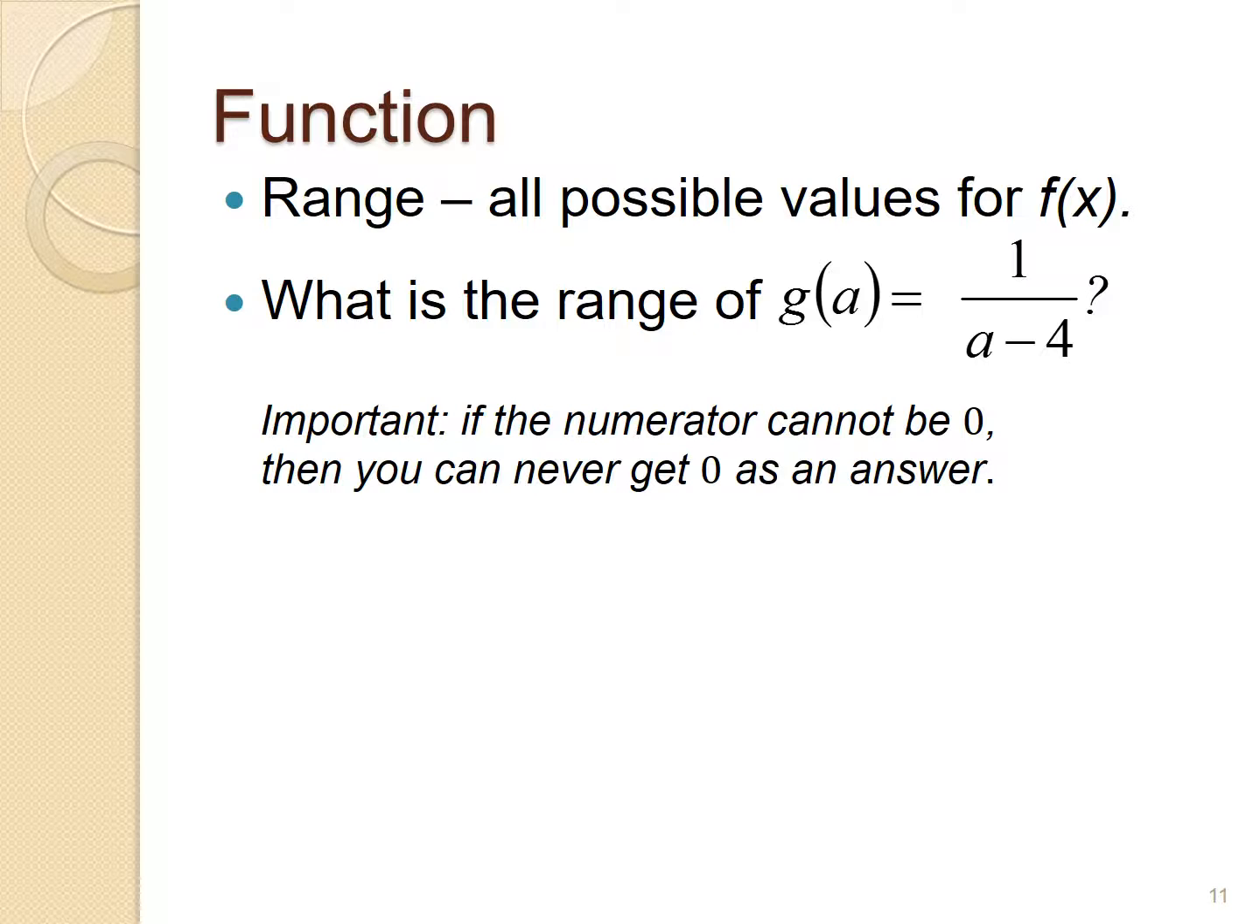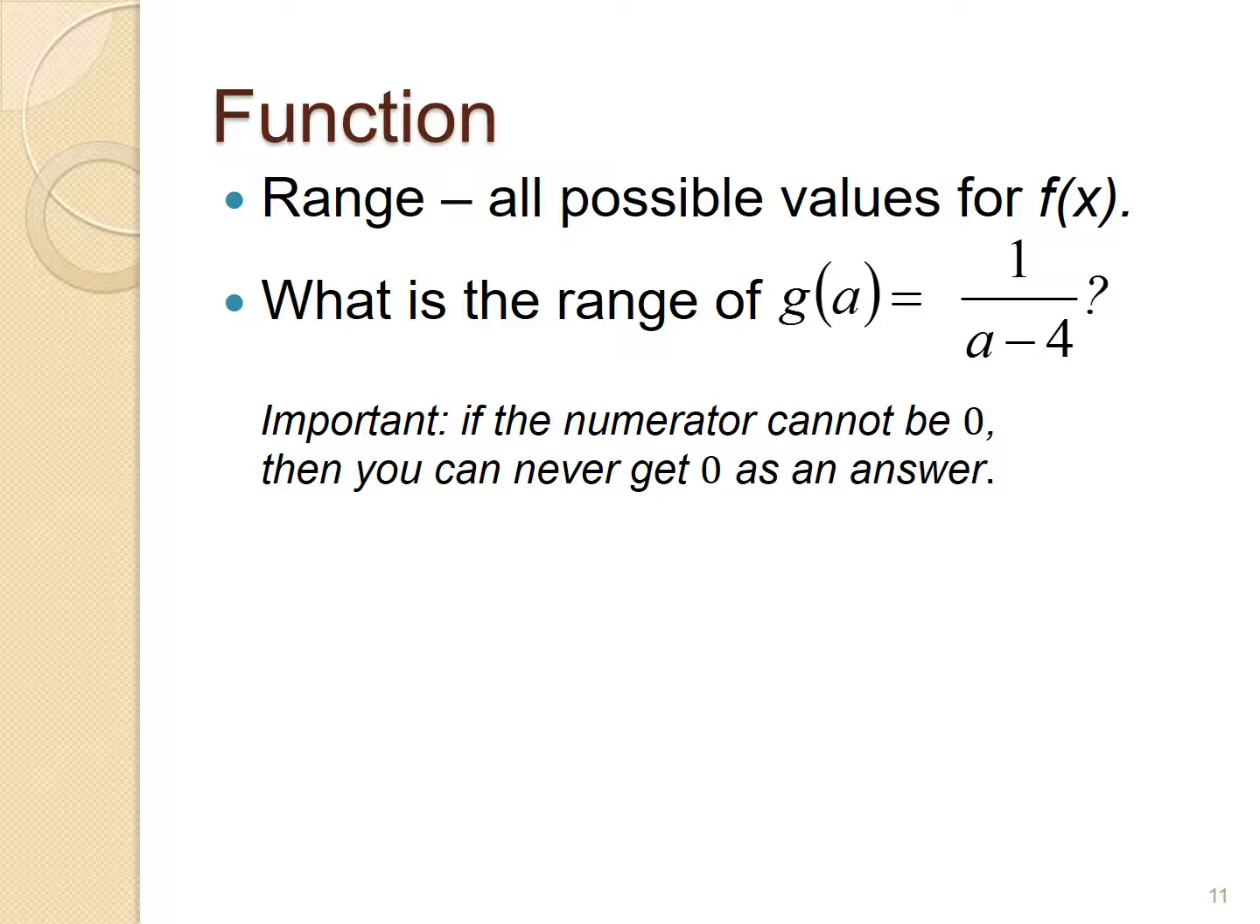So again, if a was, let's say, negative 999,996, minus 4 would be 1 over negative 1,000,000. Well, that's negative 1/1,000,000th. And so that's a very small fraction, but it's never going to get to 0. So we know that it goes between negative 1 and 1, and does not include 0.